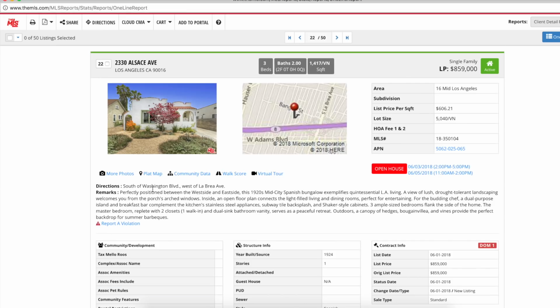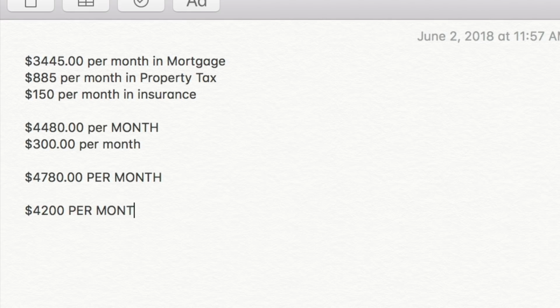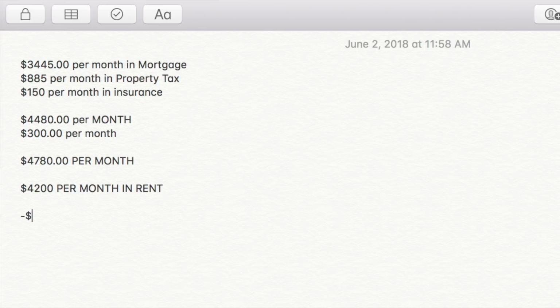So I would say if this is renting for $5,190, I think it's pretty safe to assume, and also based off my knowledge of this area, this house is probably going to get somewhere around $4,200 per month in rent. So we're going to be getting $4,200 per month in rent. So you can see right now, there's a big discrepancy between your cost here of $4,780 and what you're going to get every single month in rent. This means that you're going to be out of pocket $580 per month if you bought this property and rented it out.